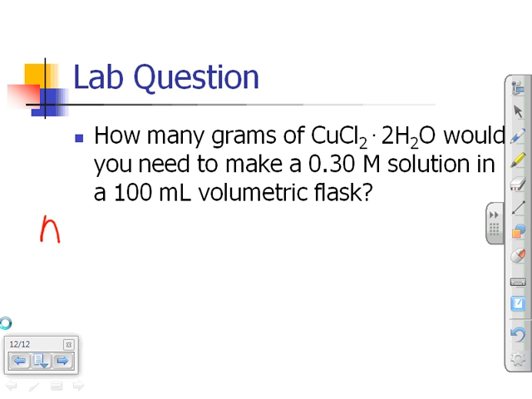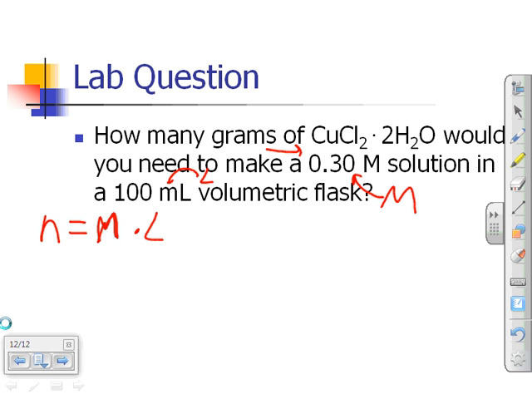Remember, when you're doing a problem like this, you're looking for how many grams of that material, so we need to figure out how many moles of this copper 2 chloride dihydrate we will need. So moles is equal to molarity times liters. We know what our molarity is. We know that this is big M right there. We know that our volume is right here. So we have those numbers.